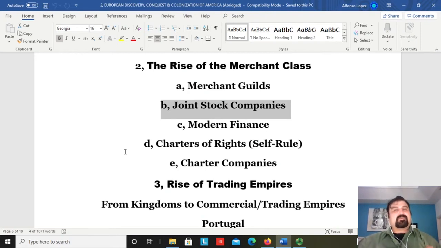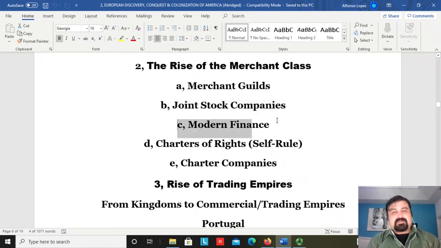So again, we're going to see the rise of joint stock companies in places like Italy, in places like Portugal. Eventually, they're going to spread across Western Europe in places like France, for example, Holland, and also in England. Again, over time, we're going to see the rise of joint stock companies, by the way. So, very important. Again, this is another very important development, a very important change.